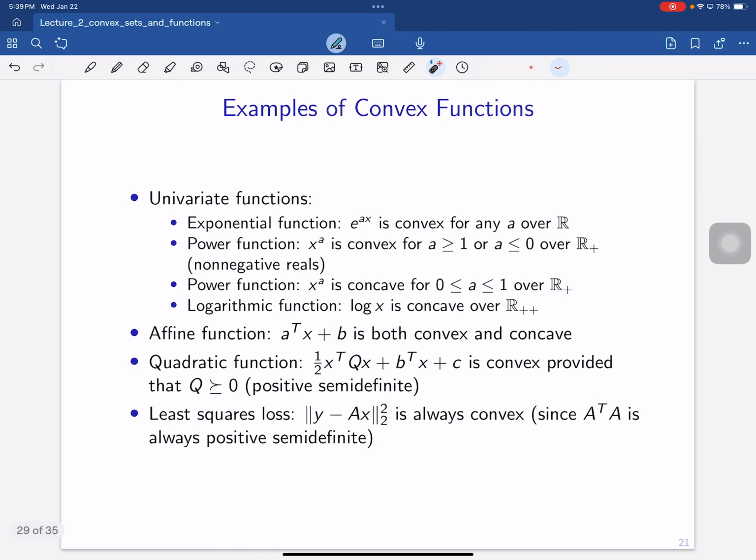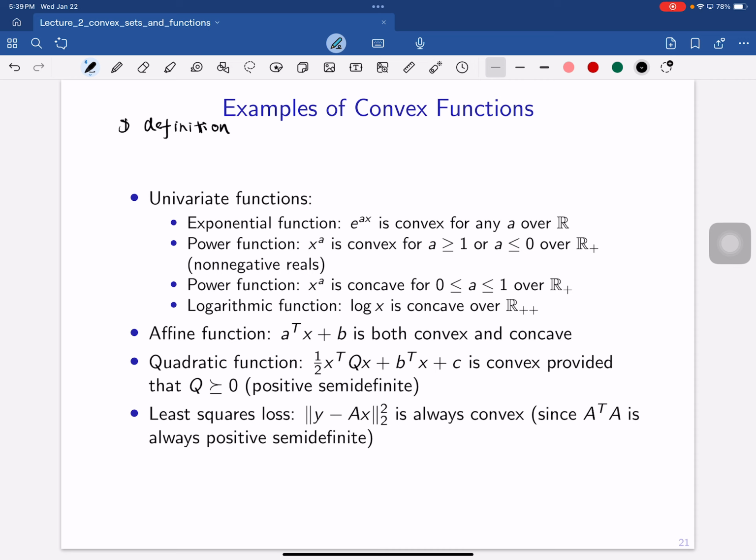All right, so now let me give you a few examples of convex functions. First of all, think about how we show a function is convex, right? So now you have three ways to show whether a function is convex or not. First is the definition, right? Just take two vectors, take the convex combination and show this line segment is above the curve, right? So you could do it by definition.